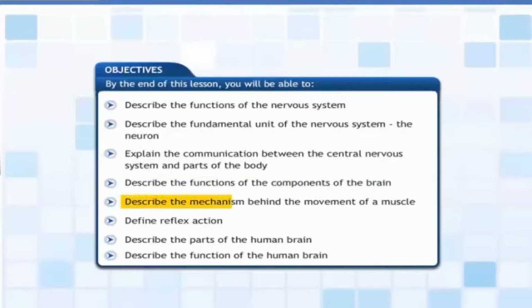describe the mechanism behind the movement of a muscle, define reflex action, describe the parts of the human brain, and describe the function of the human brain.